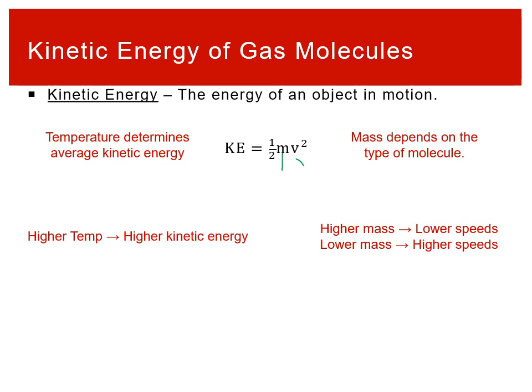Okay, so this is one of the first implications. Again, this is going to be something that depends on the type of gas that you're dealing with. If you have a gas with a high mass, when I say mass, I mean the molecule mass, there are going to be slower speeds of those molecules. Low mass molecules have higher speeds.